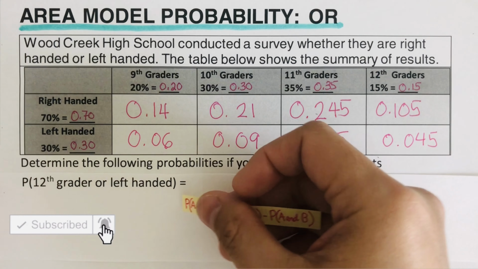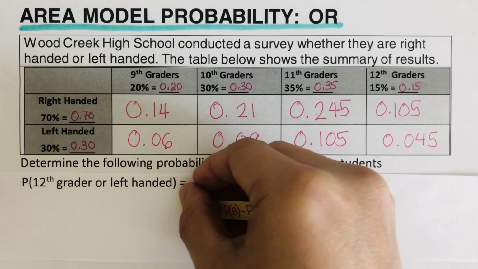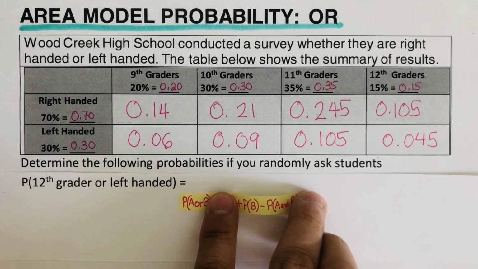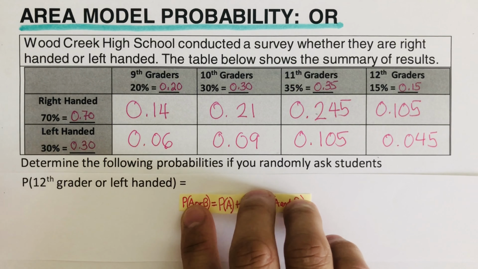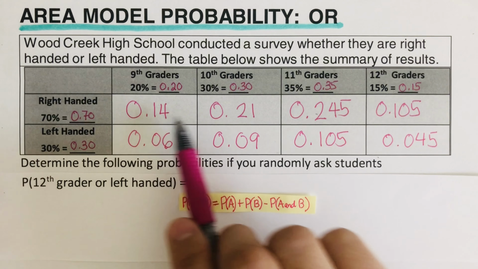So first, we have a special formula for this. So this is the formula up here. This is the probability of A or B is equal to the probability of A plus the probability of B minus the probability of A and B. Just a reminder that each of these numbers are actually AND.